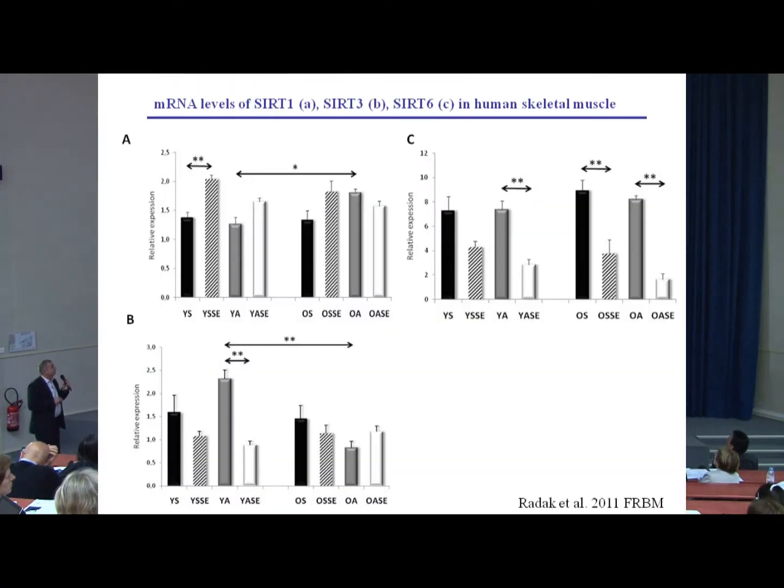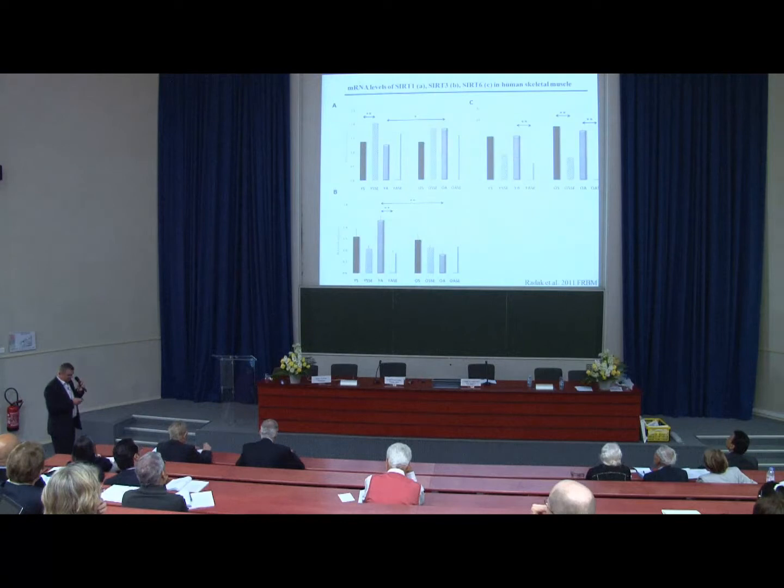We have some data from human skeletal muscle as well. In this study, we have young sedentary subjects subjected to a single bout of exercise, and young physically active subjects who were also subjected to a single bout of exercise. We have the same setup for old individuals: old sedentary subjected to a single bout of exercise, old active, and so on. Measuring the expression of SIRT1, SIRT3, and SIRT6, in all of the cases we found that exercise is very effective in activating the expression of these sirtuins.